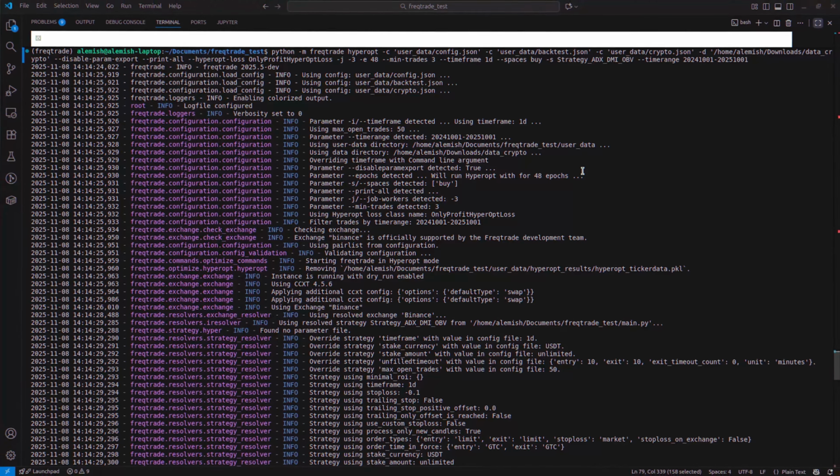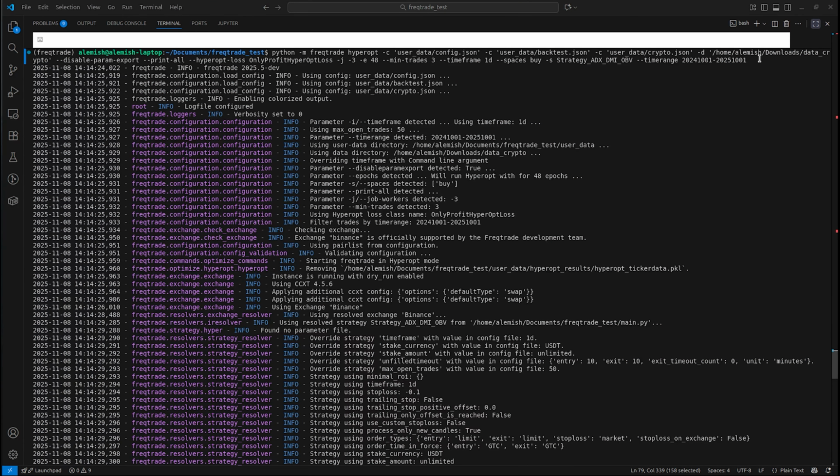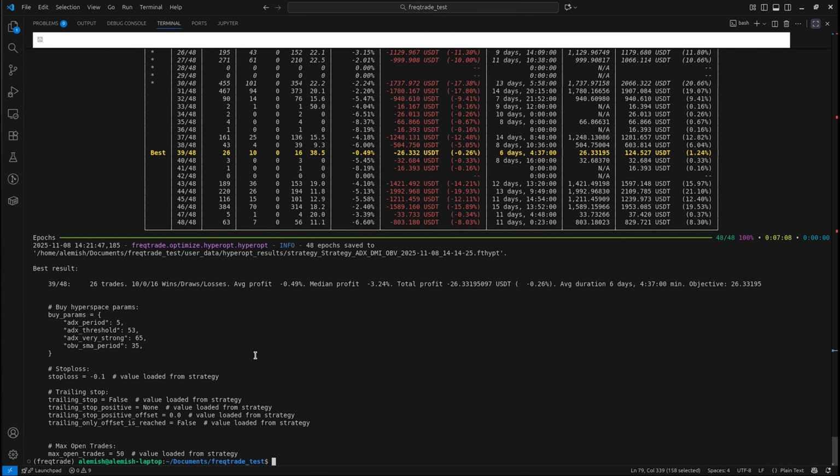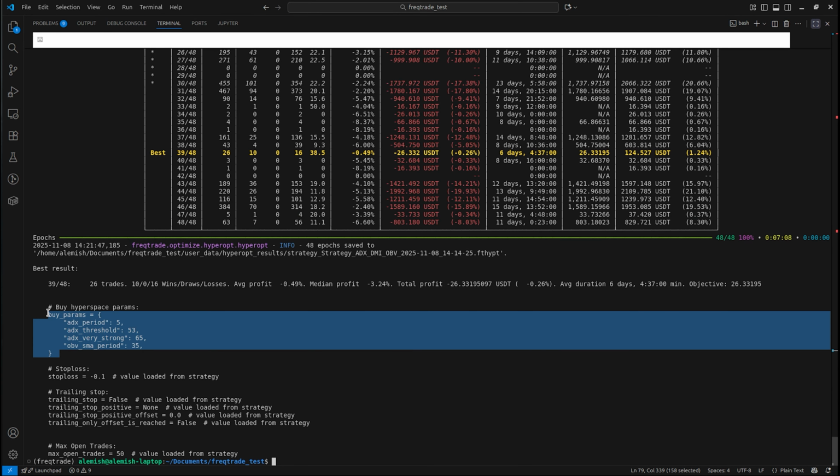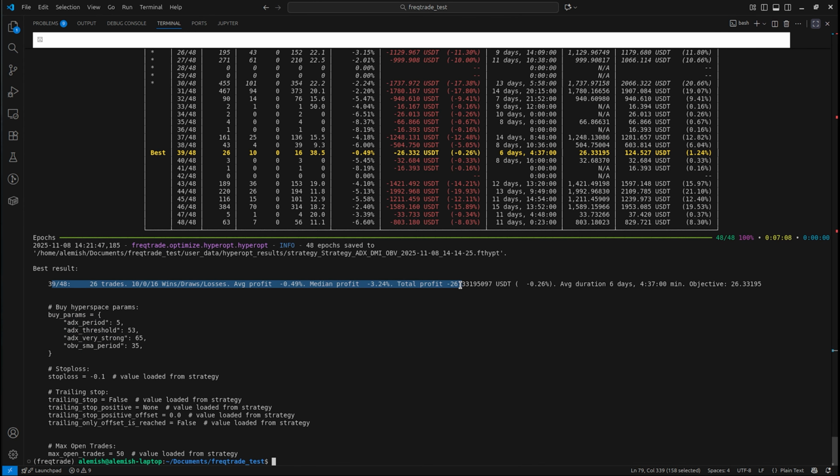Now let's check our hyperparameter optimization for each market. So for example, for crypto market, I applied it to 1 day time frame with this command, and let's check our results. So our best parameters are here. They are different from the original parameters, and here are the results. For example, this time we've lost $26 instead of more than 1,000 without optimization.